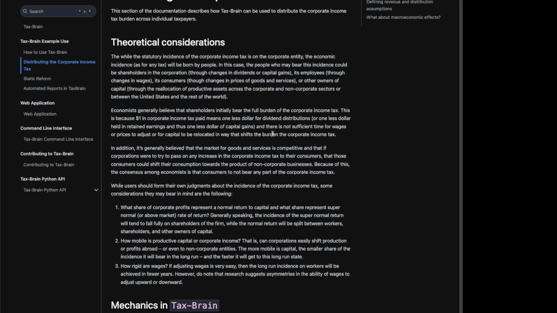All right. But those changes in the location of capital, the amount of capital a corporation has, and so on, are, again, like the changes in wages, going to take some time. So we're thinking ultimately employees and owners of capital generally are going to bear the burden, but in the very short run, it's the shareholders of the corporation that are going to bear the burden. Okay, so those are some of the theoretical considerations that have been taken into account in this Tax-Brain implementation of the distribution of the corporate income tax.